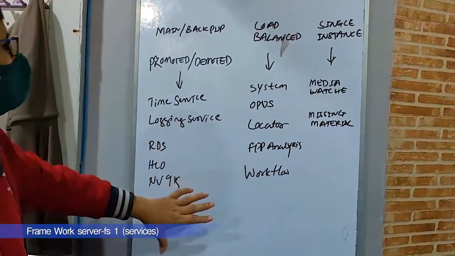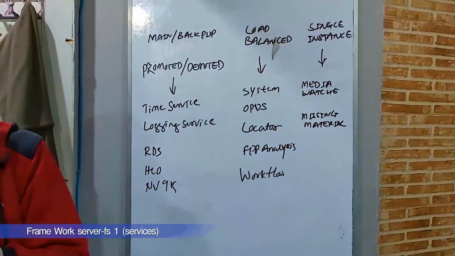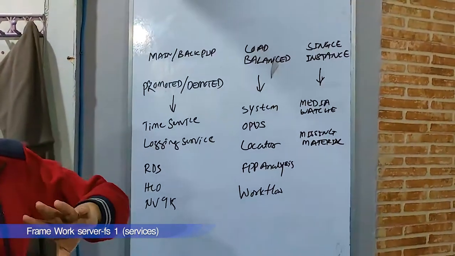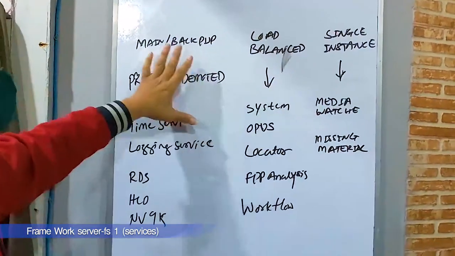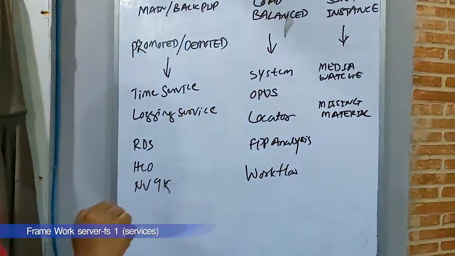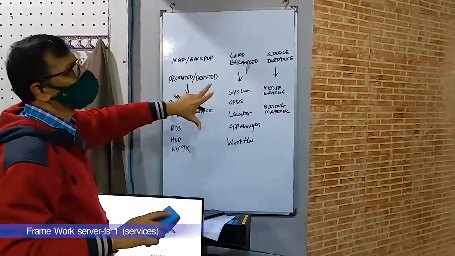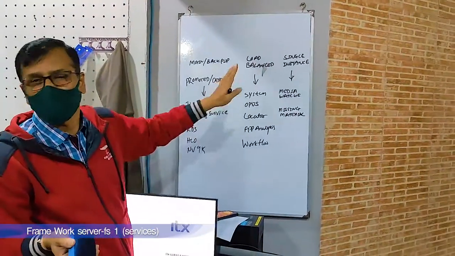So these are the different types, but since you have only a single framework server, there is nothing like that. It's always either promoted, load balance, or single instance, everything on a single framework server. This is for information, since in case tomorrow we add one more framework server, this will be useful.